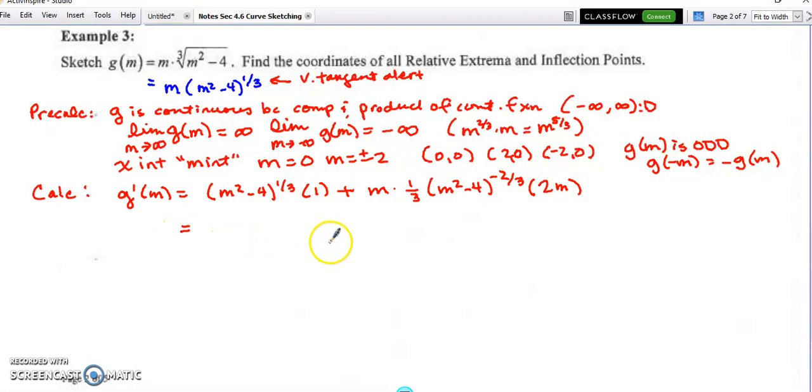So we're going to factor out the GCF, which is going to be our (m squared minus 4) to the negative 2/3. Remember, you take out the highest power. We subtract 1/3 minus negative 2/3, which would give me (m squared minus 4) plus what we took out. We're left with 2m squared over 3 inside right there.